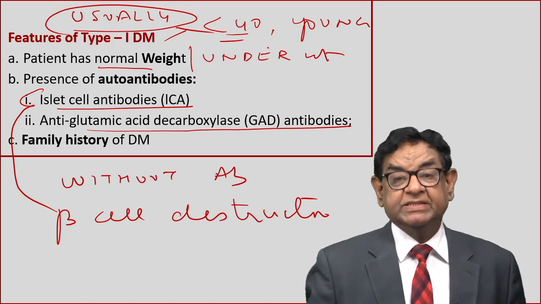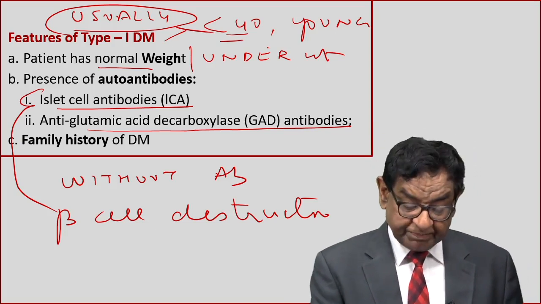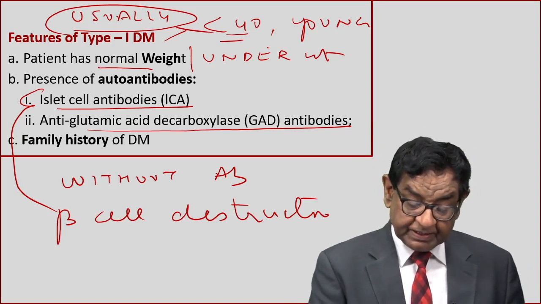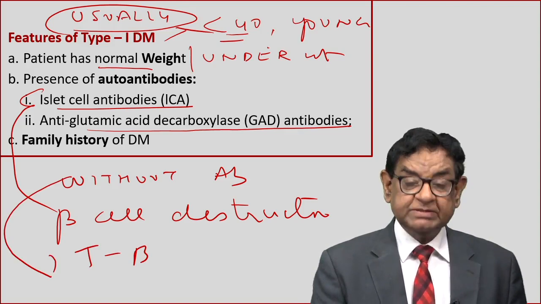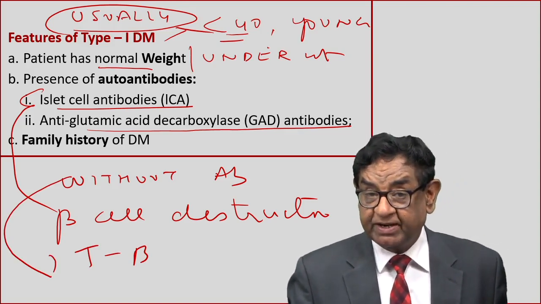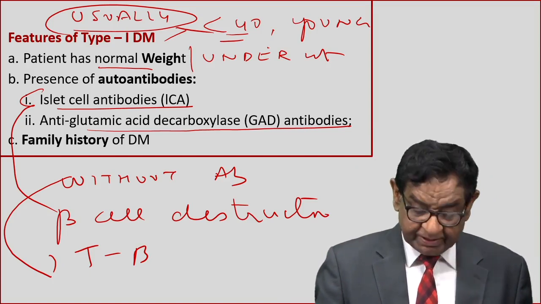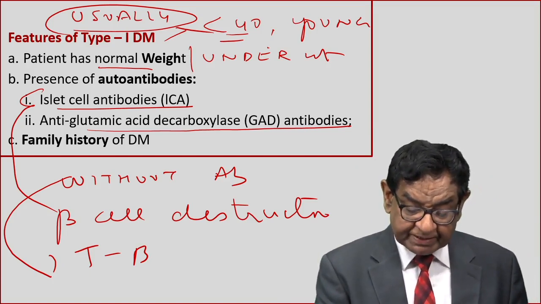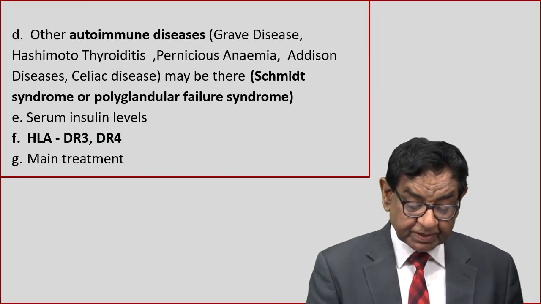But there are many cases where beta cells are destroyed, but there are no autoantibodies, perhaps due to viral infection. That is why we call them type 1b diabetes. There is again destruction of beta cells without antibodies by viral fever, we call it type 1b diabetes. And family history of diabetes may or may not be there in type 1 diabetes.